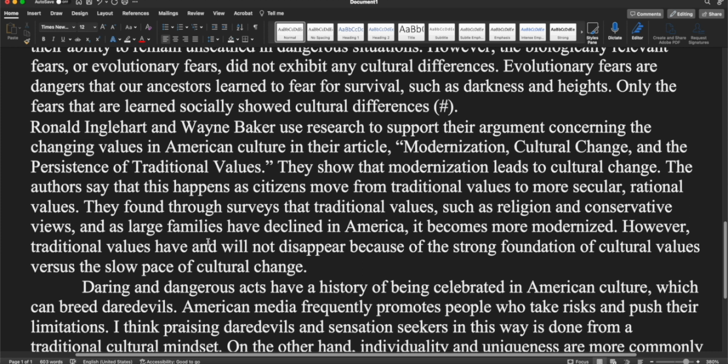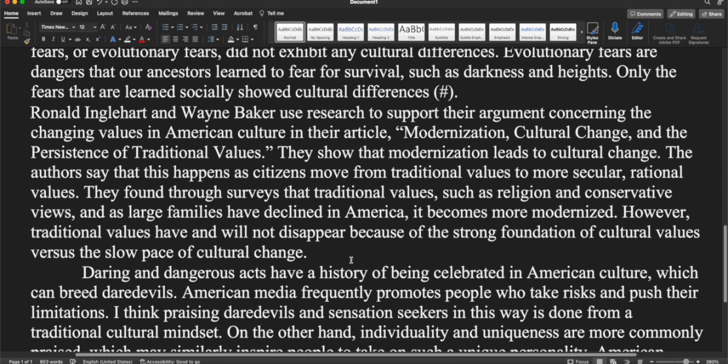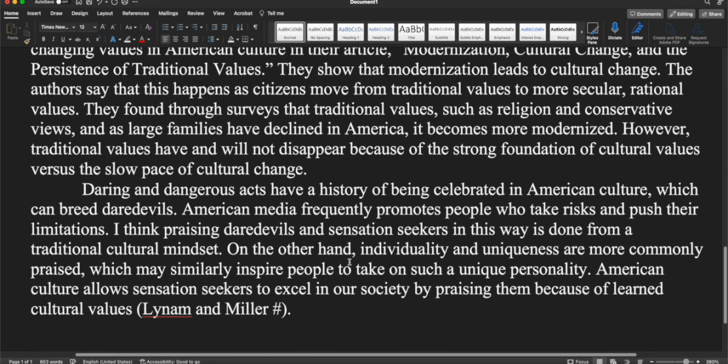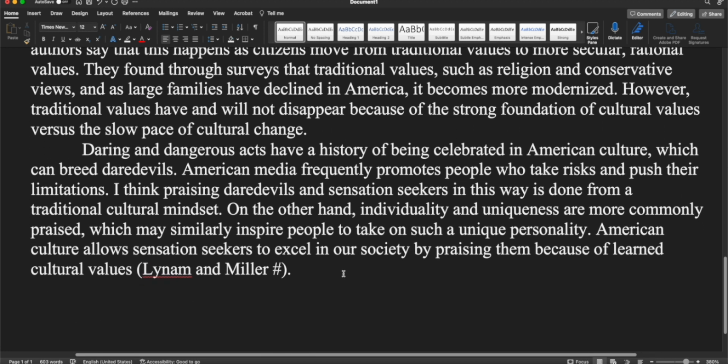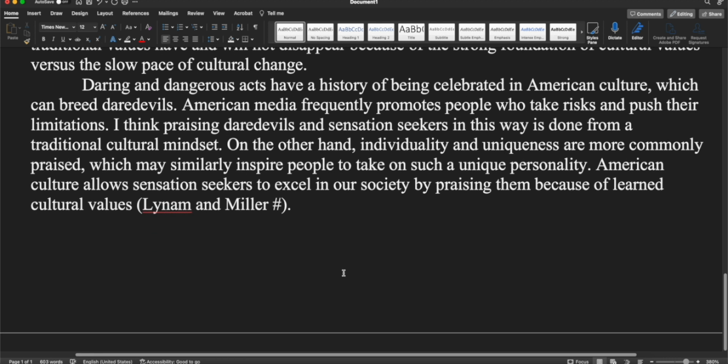However, traditional values have not and will not disappear because of the strong foundation of cultural values versus the slow pace of cultural change. Daring and dangerous acts have a history of being celebrated in American culture, which can breed daredevils. American media frequently promotes people who take risks and push their limitations. I think praising daredevils and sensation seekers in this way is done from a traditional cultural mindset. On the other hand, individuality and uniqueness are more commonly praised, which may similarly inspire people to take on such a unique personality.